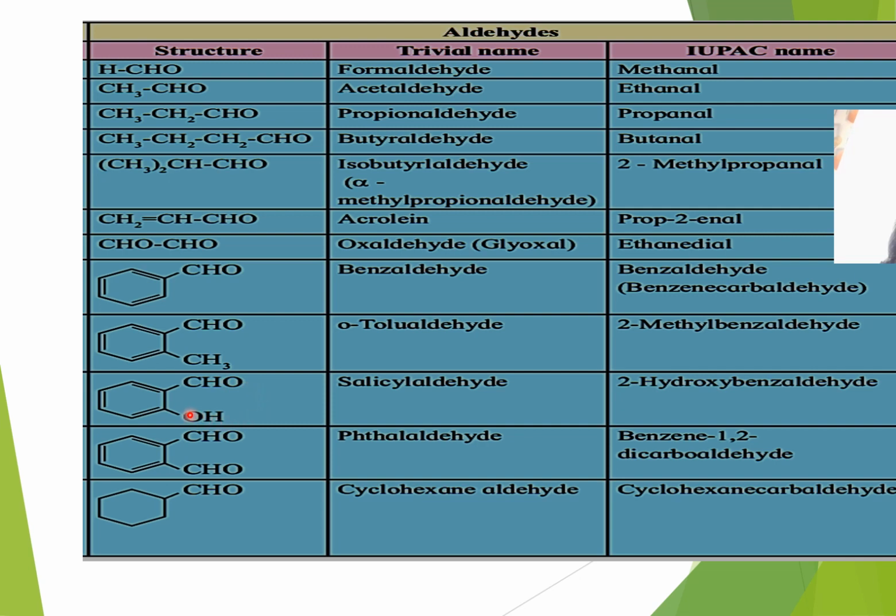Then you have benzene with an aldehyde group and OH: salicylaldehyde, or 2-hydroxybenzaldehyde. Then you have 2 CHO groups attached to the benzene ring: phthalaldehyde, or benzene 1,2-dicarbaldehyde. Then cyclohexane with a CHO group is cyclohexane aldehyde, or cyclohexane carbaldehyde. Clear? Okay.